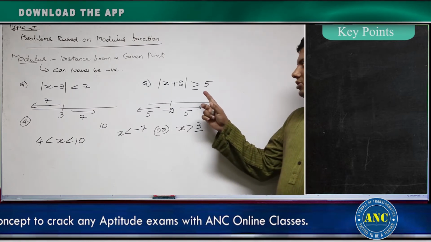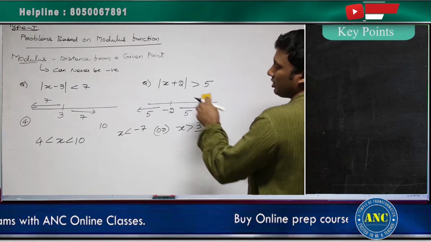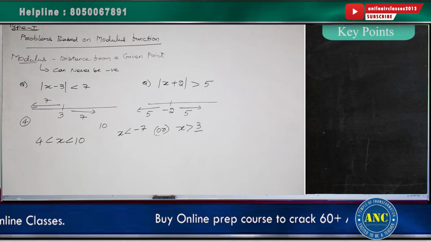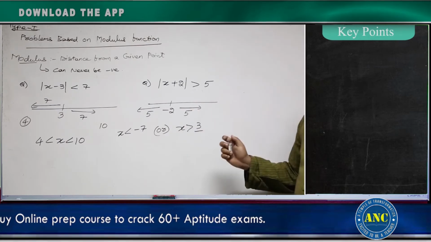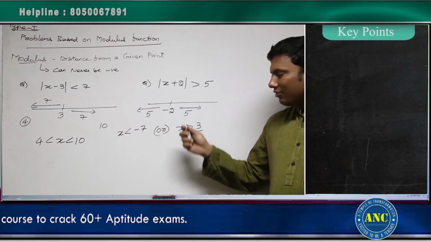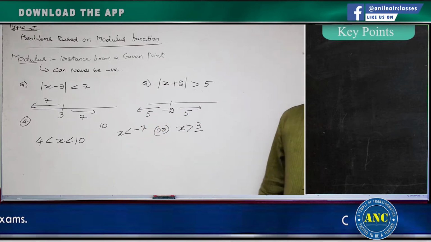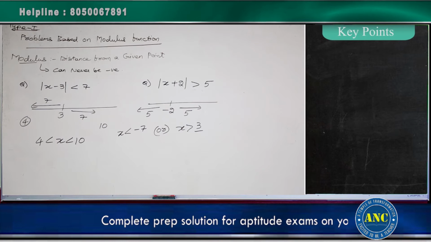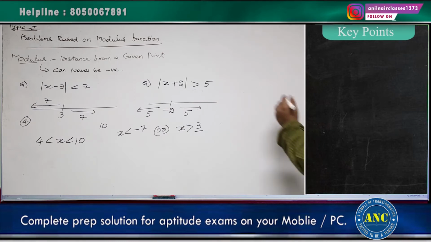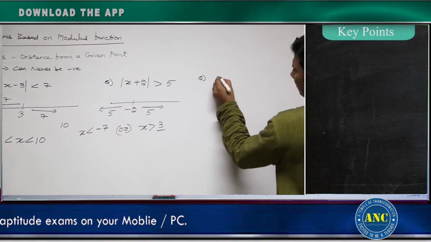Mod x plus 2 greater than 5. It is not equivalent to, I am just specifying the greater than. x is there at the point minus 2. It goes 5 units forward or 5 units backward. 5 units forward it is 3. 5 units backward it is minus 7. So x less than minus 7 or x greater than 3. Idea clear? Now once you understand this concept, let us solve this question.